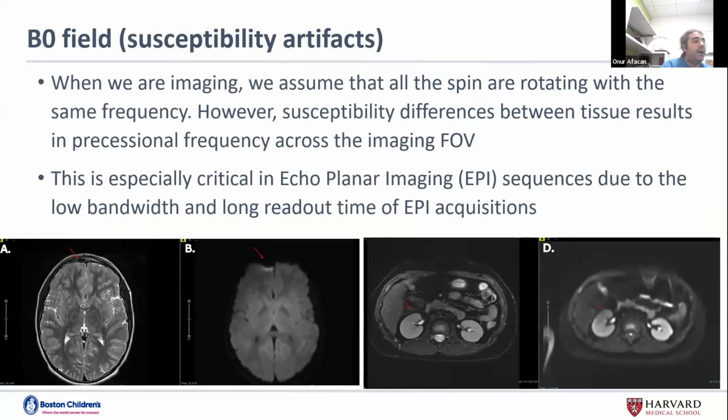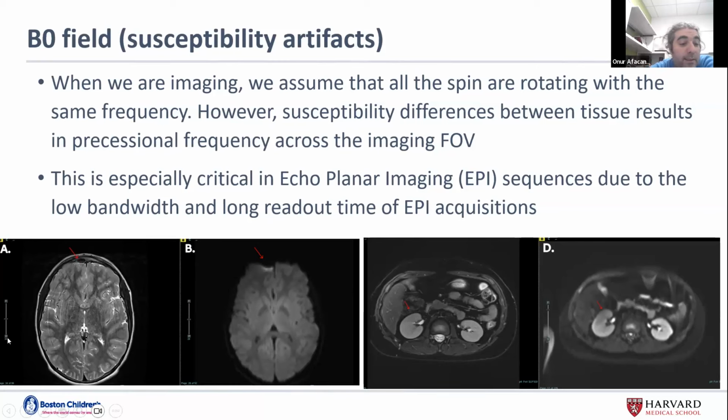So the next topic that I would like to talk about is susceptibility artifact. When we are imaging, we assume that all the spins are rotating with the same frequency. However, susceptibility difference between tissue, for example, in the brain, the tissue between the air and the bone, results in frequency changes in the voxels. This is especially critical in echoplanar imaging sequences like those used in diffusion MRI due to the low bandwidth of the sequence.